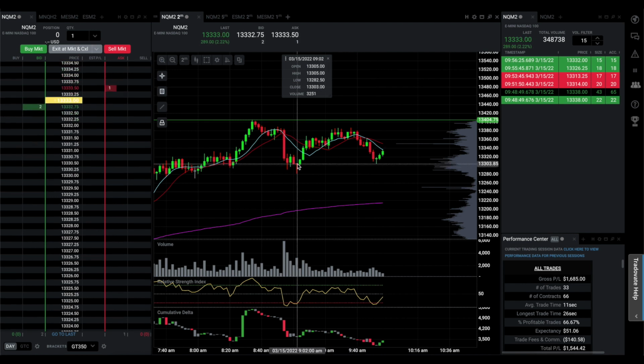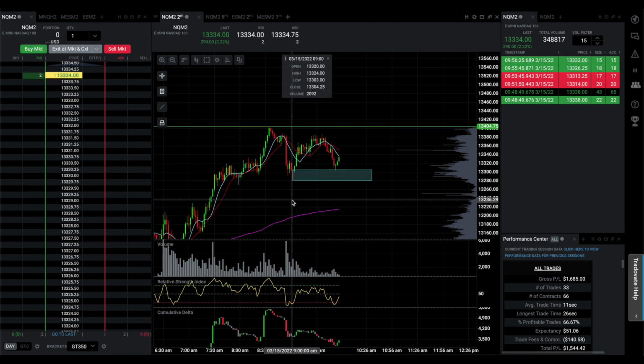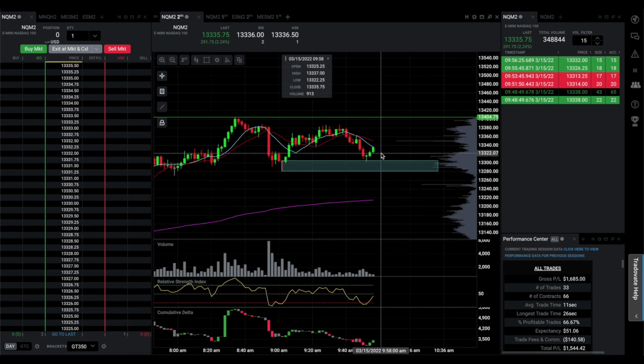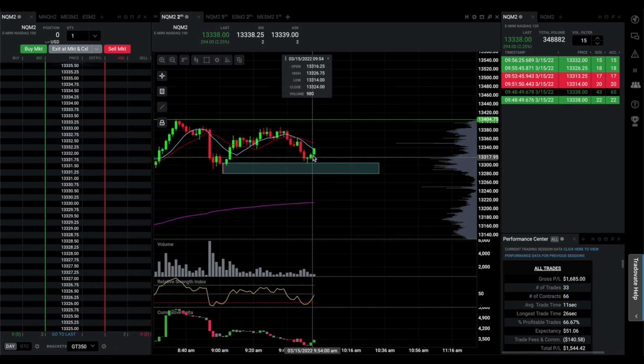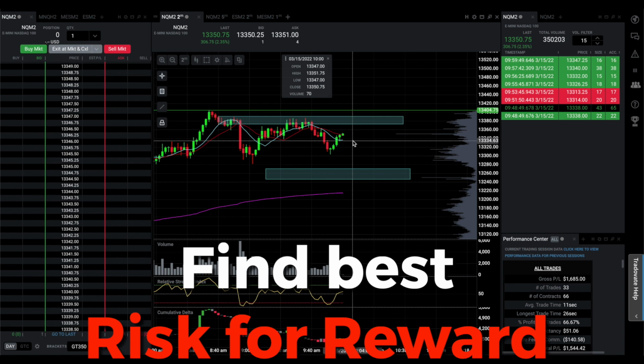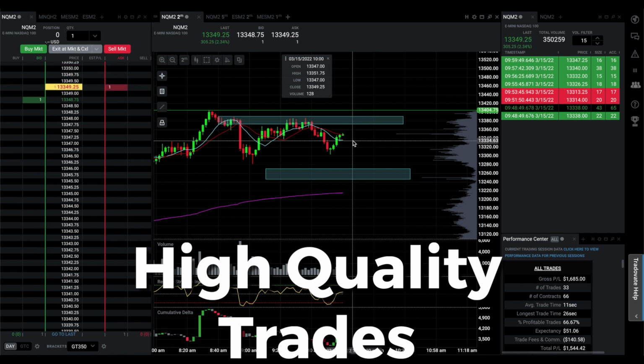Now it stopped. We know there's a demand zone here. We know buyers stepped in right here, and we know buyers stepped in over here. Buyers stepped in again right here, and it's gone all the way up from this point. It's our job as traders to find the best risk to reward setup, to take the most high quality trades that give us the best reward for our risk.